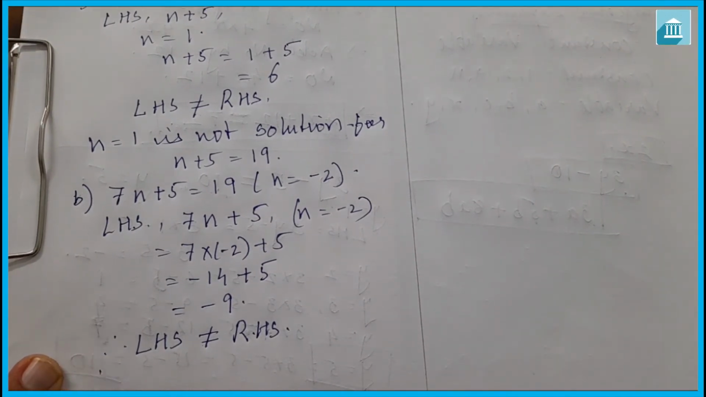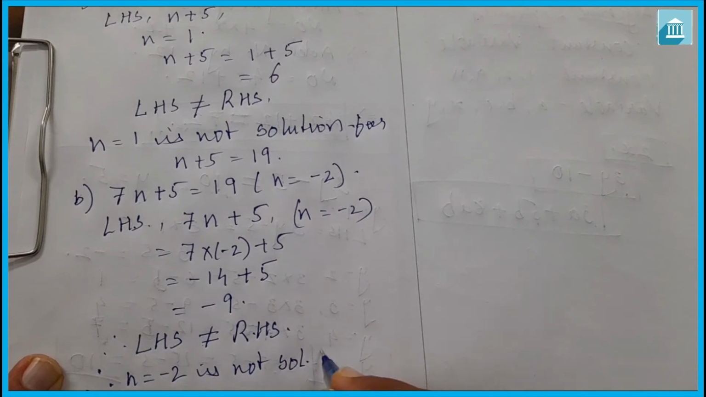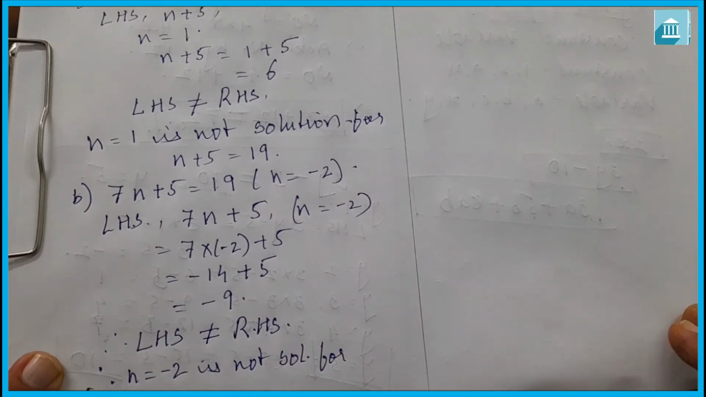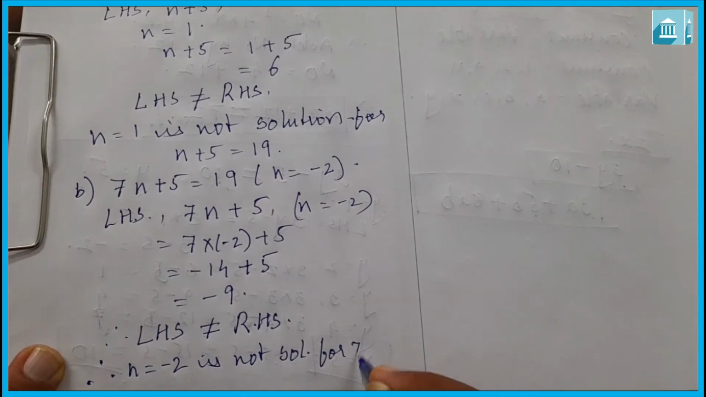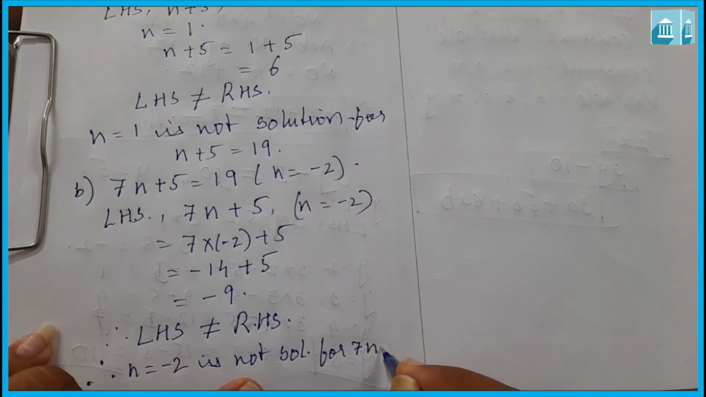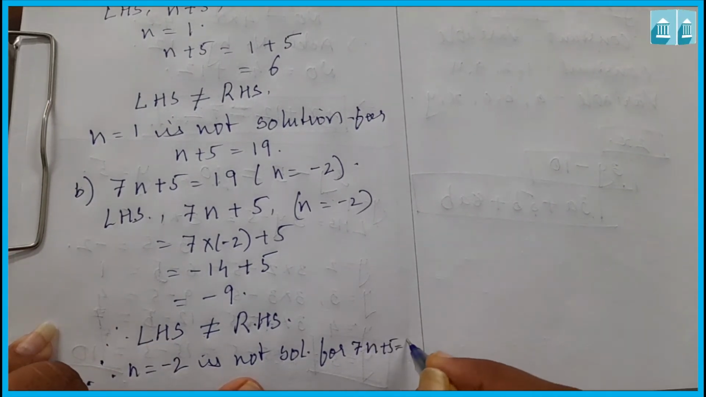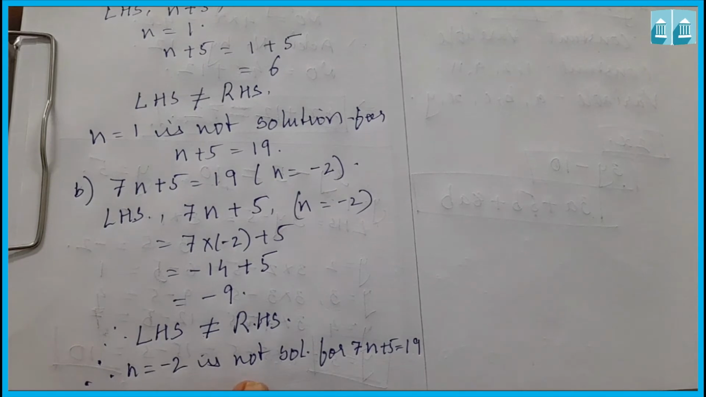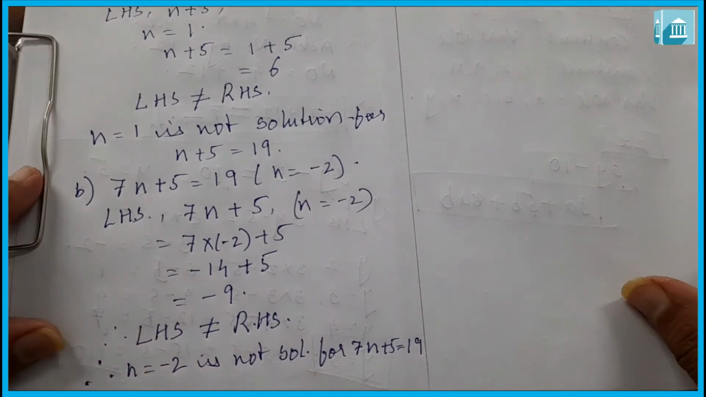Therefore, left hand side is not equal to right hand side, so n is equal to minus 2 is not a solution for 7n plus 5 is equal to 19.